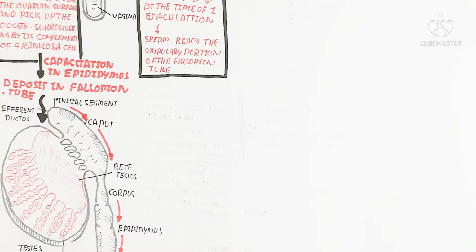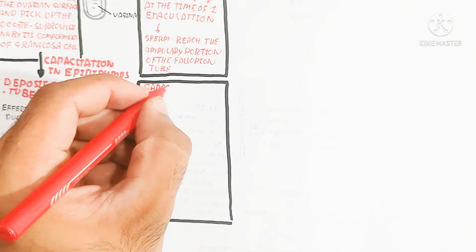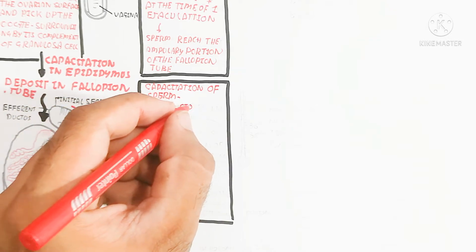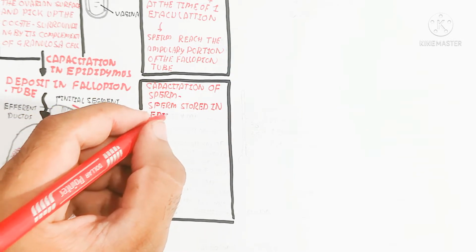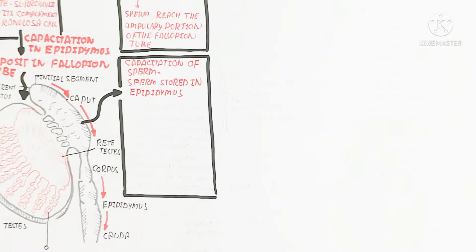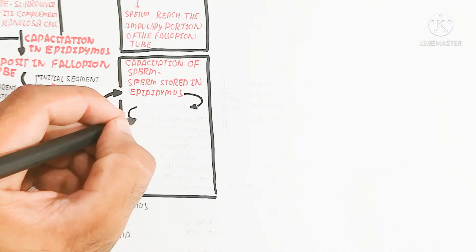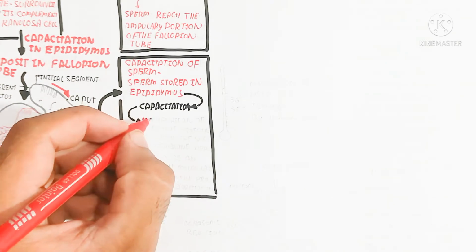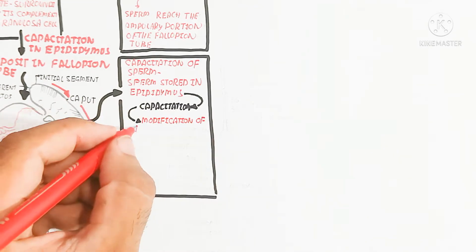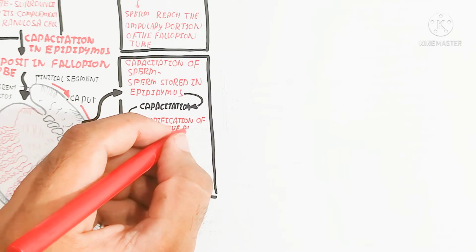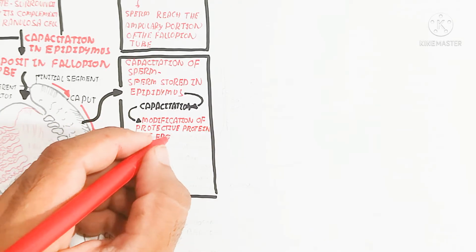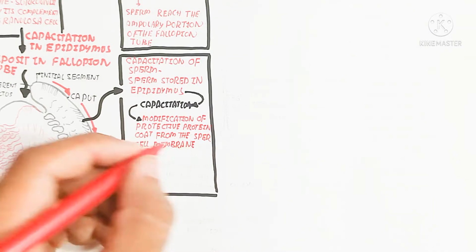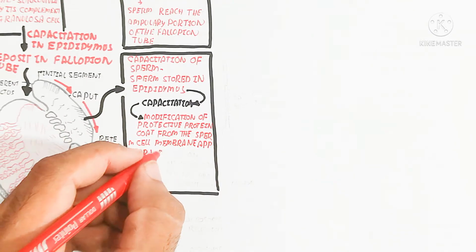This is the cross-sectional view of the testis. Sperm are stored in the epididymis and capacitation occurs there. Modification of the protective protein coat from the sperm cell membrane appears to be an important molecular event in the process of capacitation. So capacitation is very important before fertilization, and after capacitation the sperm has the ability to fertilize.